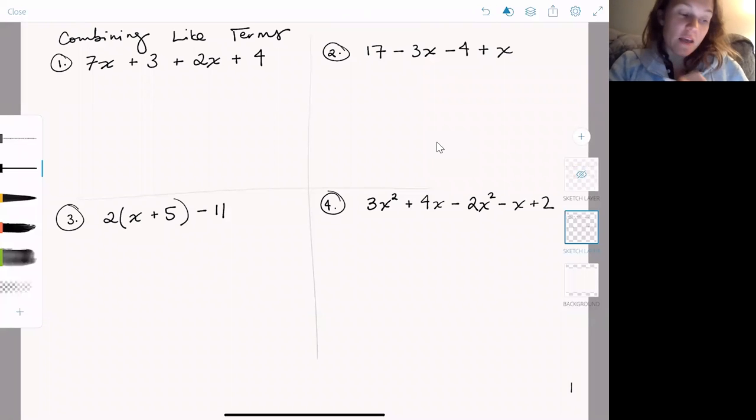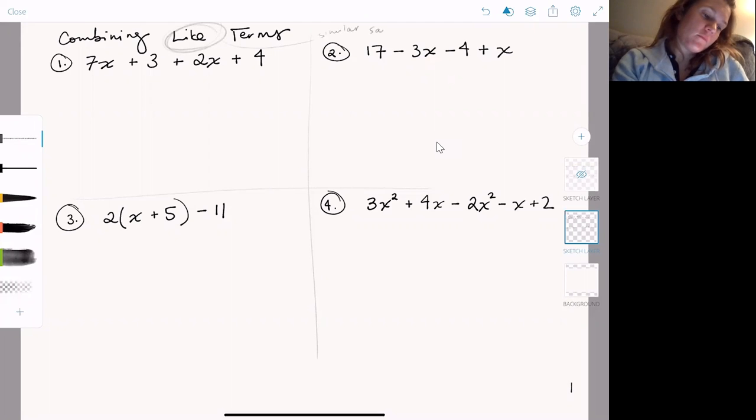Okay, so today we are talking about combining like terms. And when I say like, I mean similar or the same. Combining, so putting together. And a term. A term is something that's being added or subtracted together.